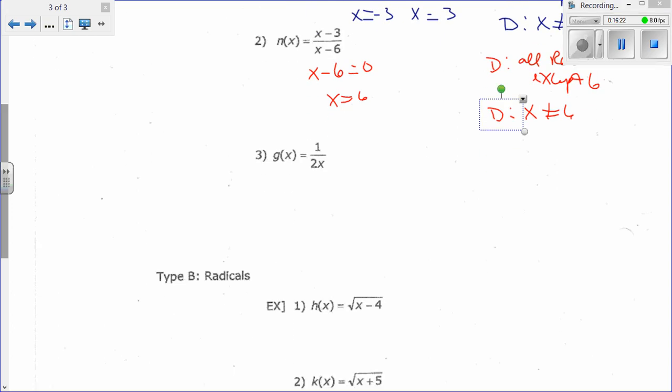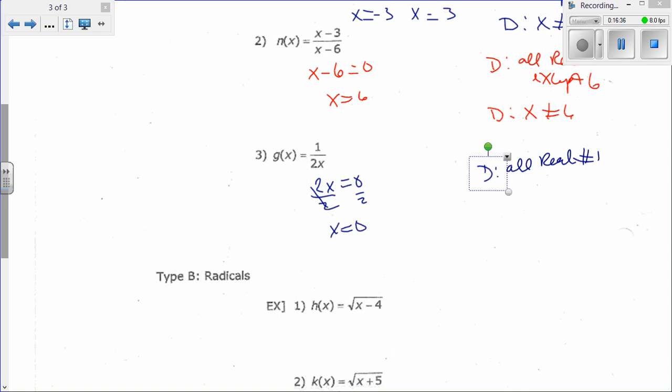And the last one, my denominator is 2x. Set that equal to 0. Divide both sides by 2. X equals 0. So my domain is all real numbers except 0, or I can write it as x cannot equal 0. Those things all mean the same thing.